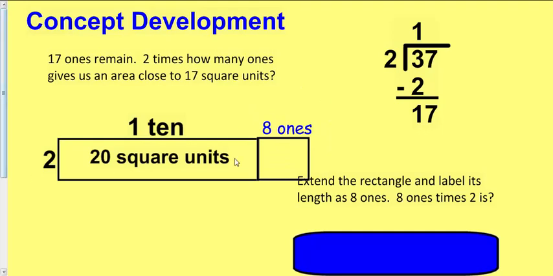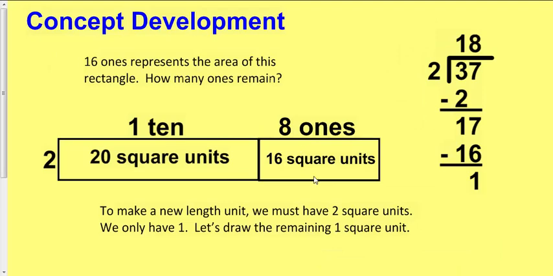And now what would be the area of this rectangle? We have 8 by 2, so it would be 16, right? So we're going to put an area of 16 square units. So now I have 10, 8 ones, 20 square units, 16 square units. Go ahead and continue your long division. 8 times 2 is 16, so now I have a remainder of 1. 2 does not go into 1 any times. So the way that you show that is you're going to put a remaining square on the end like this, and inside of it you're going to put a 1, to show that you have a remainder of 1. So 37 divided by 2 would be 10 and 8 ones, which is 18, remainder 1.